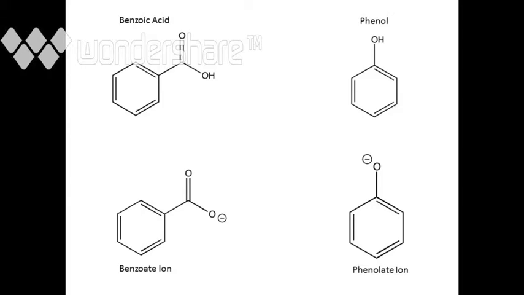Before we get started, we need some information about all of these compounds, and the most important bit would be the pKa. Benzoic acid and the benzoate ion have a pKa of 4.2, and phenol and phenolate ion have a pKa of 10.0. Now we're going to use this information to help us separate out these two compounds.